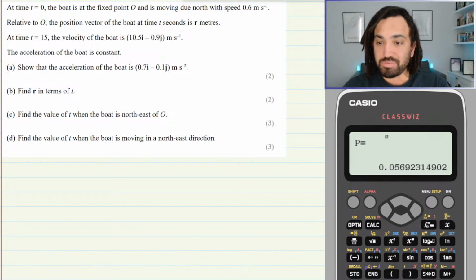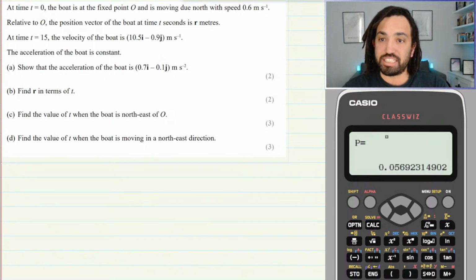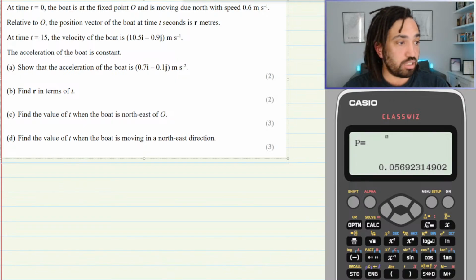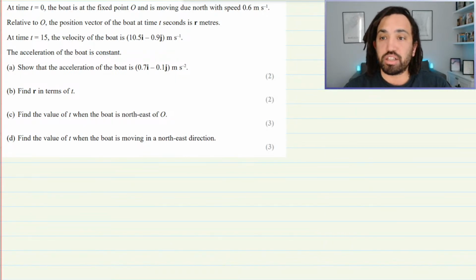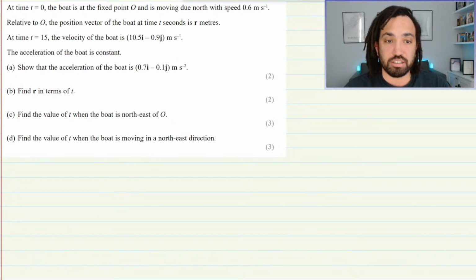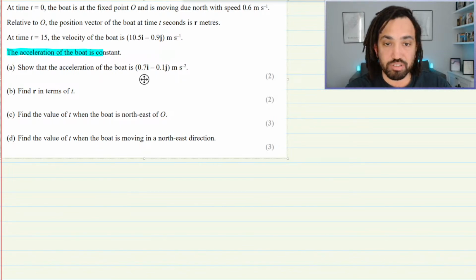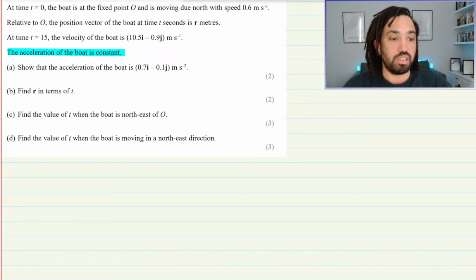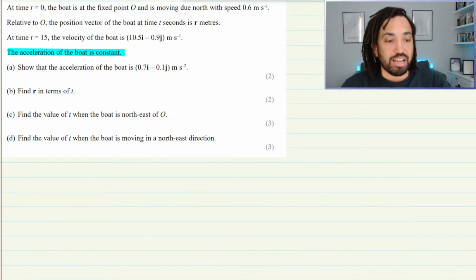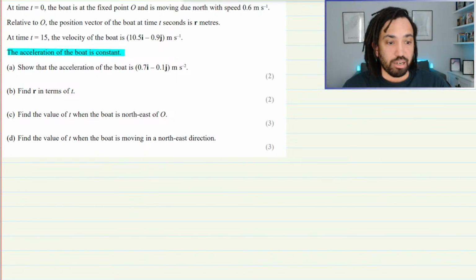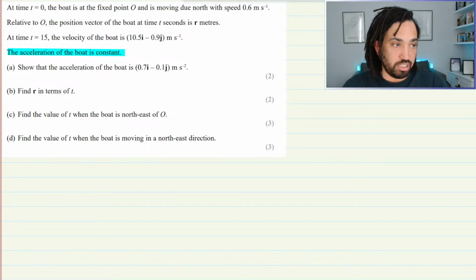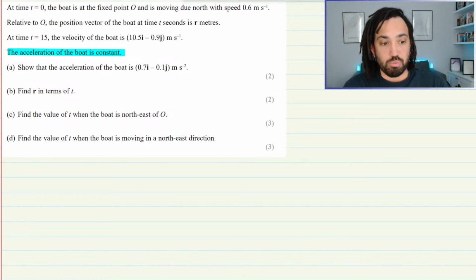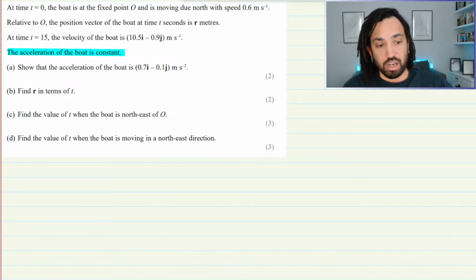Okay, right, we've got a relatively easy one here. This is position vectors. The first thing that jumps out to me is that it says the acceleration of the boat is constant. So what does that mean we are going to be doing? How is that different from the last question that we did, mechanics wise? And what type of equations does that mean we are going to be using?